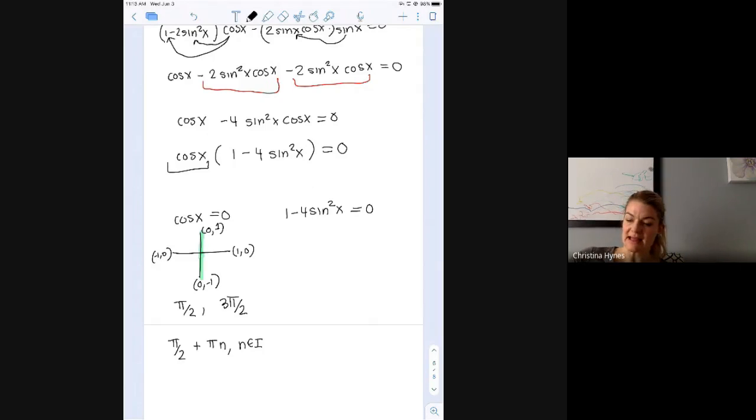So remember how pi just means 180. So to get from 90 to 270, I have to add pi. And if I want to keep going, you're always adding or subtracting pi's, okay?